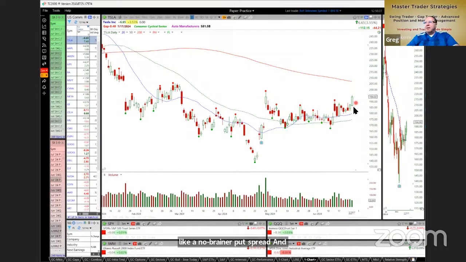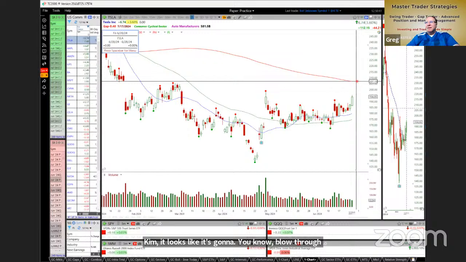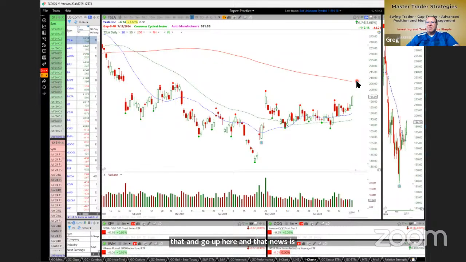So just making the turn, it looks like it'll go up. Yeah, they have recalls on their new trucks, and look what it's doing, Kim. It looks like it's going to blow through that and go up here, and that news is out, and it's acting well.